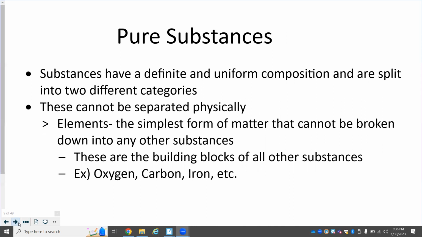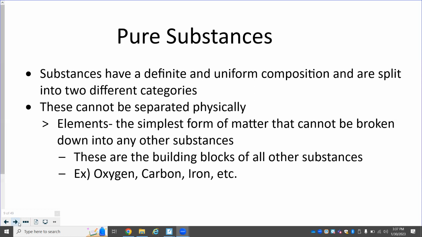What makes pure substances different from a mixture is that they have a uniform composition, but these cannot be separated physically. So we cannot just pull the pieces apart to separate them into the individual components. One type of pure substance we have is an element. Elements are the simplest form of matter that cannot be broken down into any other substance.